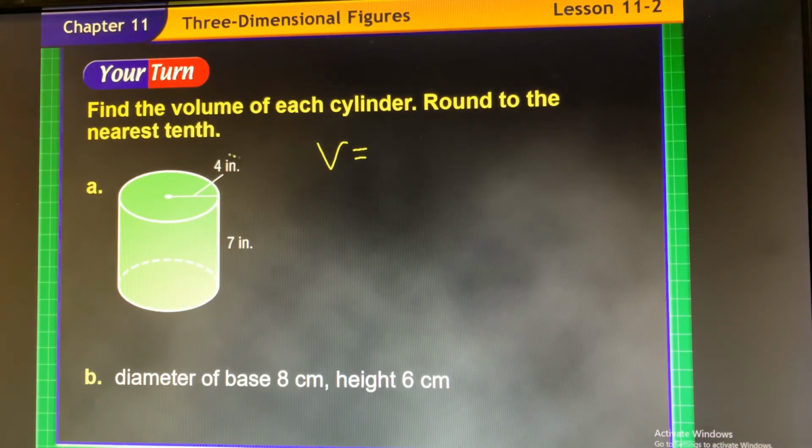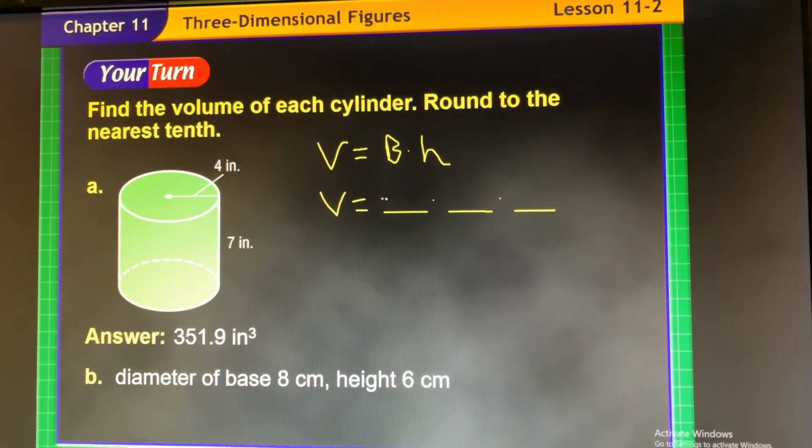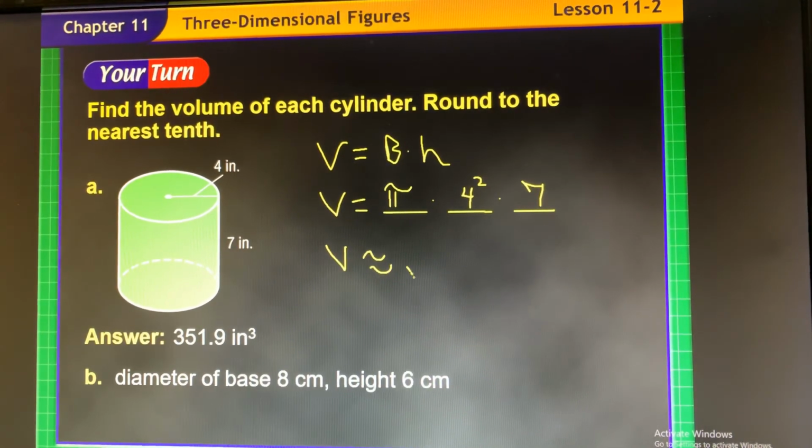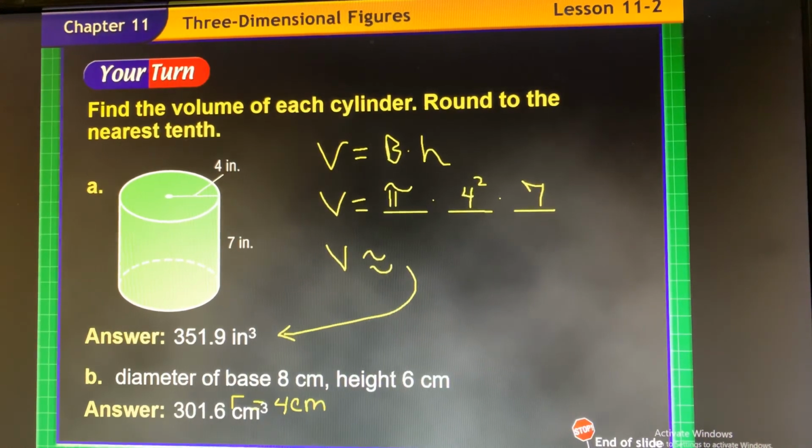Volume is equal to, notice you have the radius, good news. Area of the base times the height. Volume is equal to 3 lines. I would always in my homework draw those 3 lines. I have my base is pi 4 squared times the height of the figure. Volume is approximately right there. This one, make sure you don't forget to cut it in half to get your radius, and do the same thing. Pi 4 squared times 6, and you should get 301 6/10.